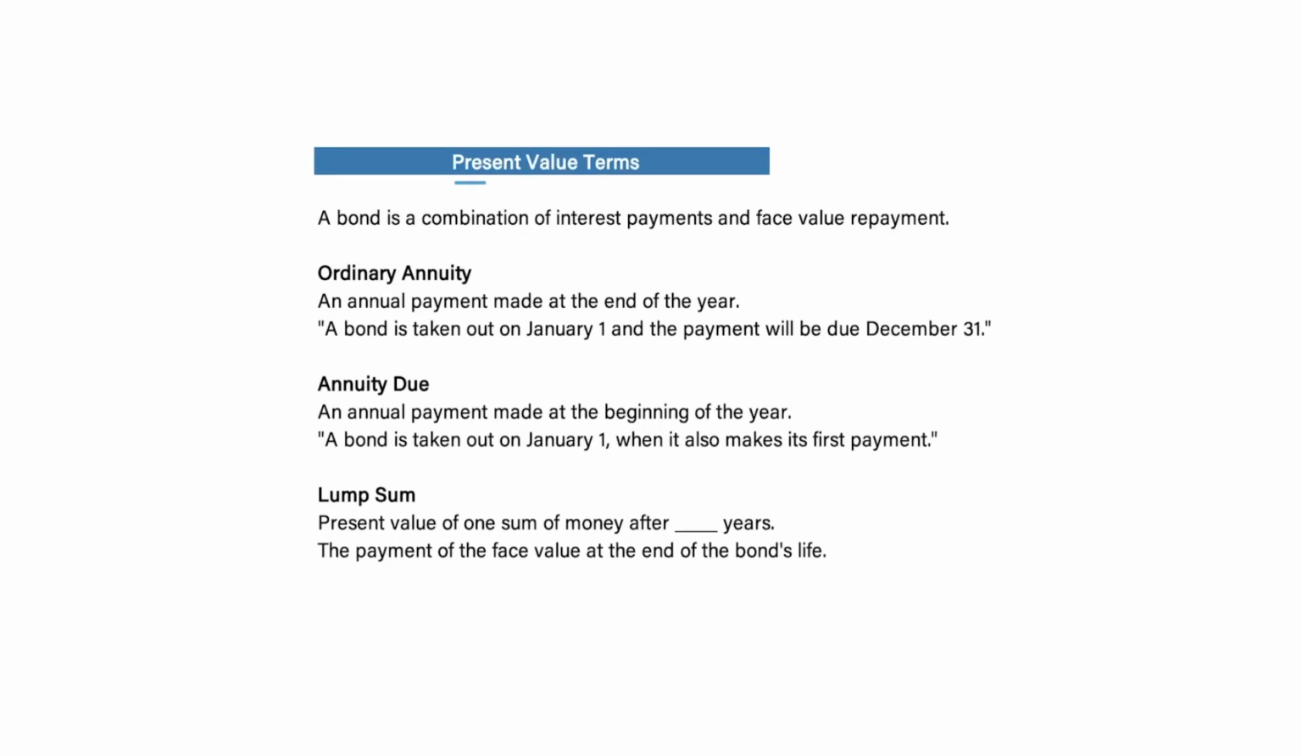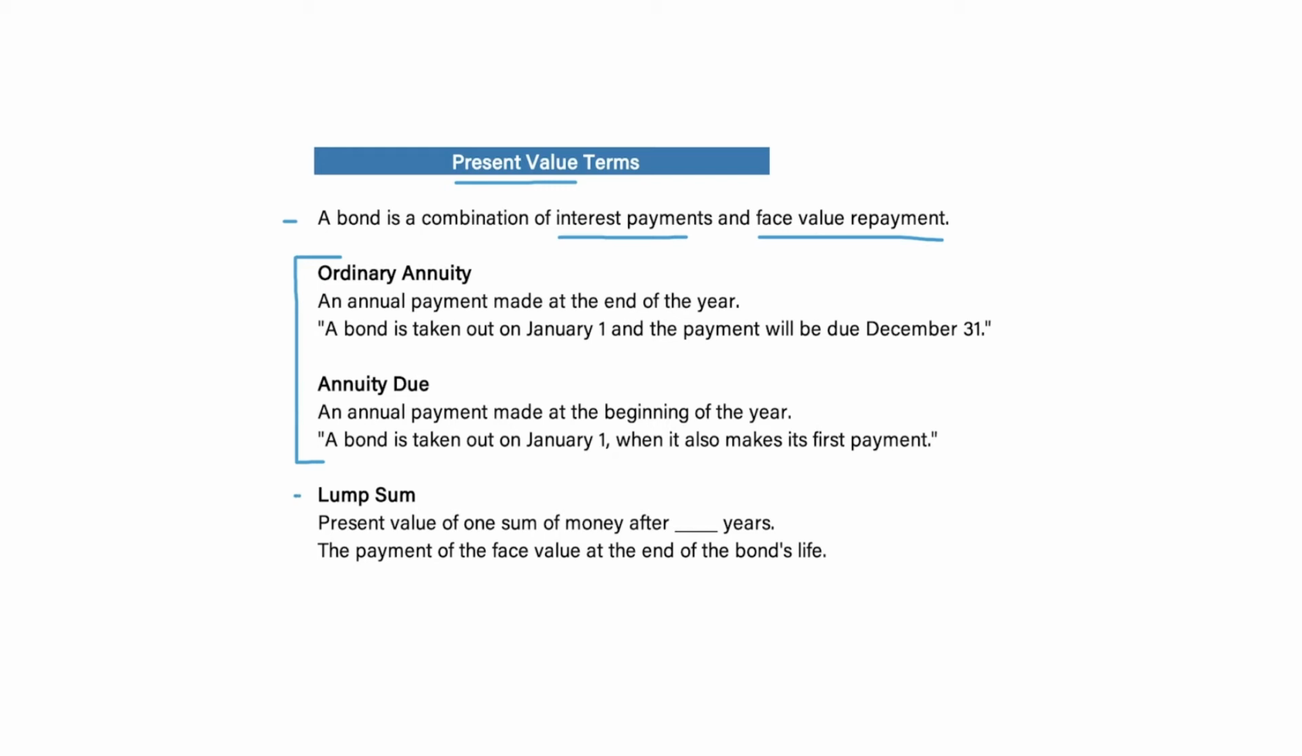Now let's talk about present value terms for bonds. So remember that a bond is a combination of interest payments and the face value repayment at the end of the bond's life. So for the interest payments, to find the present value, we're going to either use ordinary annuity or annuity due. For the face value repayment, we're going to use lump sum.